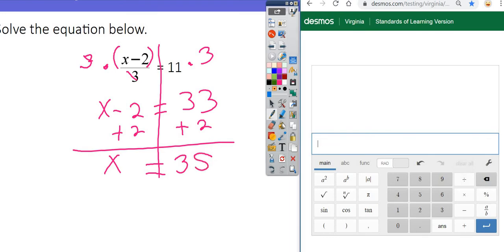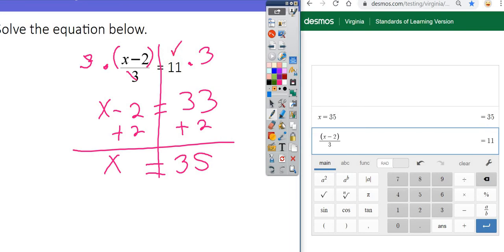So let's go over to Desmos and practice again putting it in to check it. I'm going to put in my answer, x equals 35. Then I'm going to put in the part of the problem that has the x in it, but I am going to use those parentheses. x minus 2, close the parentheses, divided by 3. And that gives me 11, which is exactly what I have here. So that means this problem was done correctly.